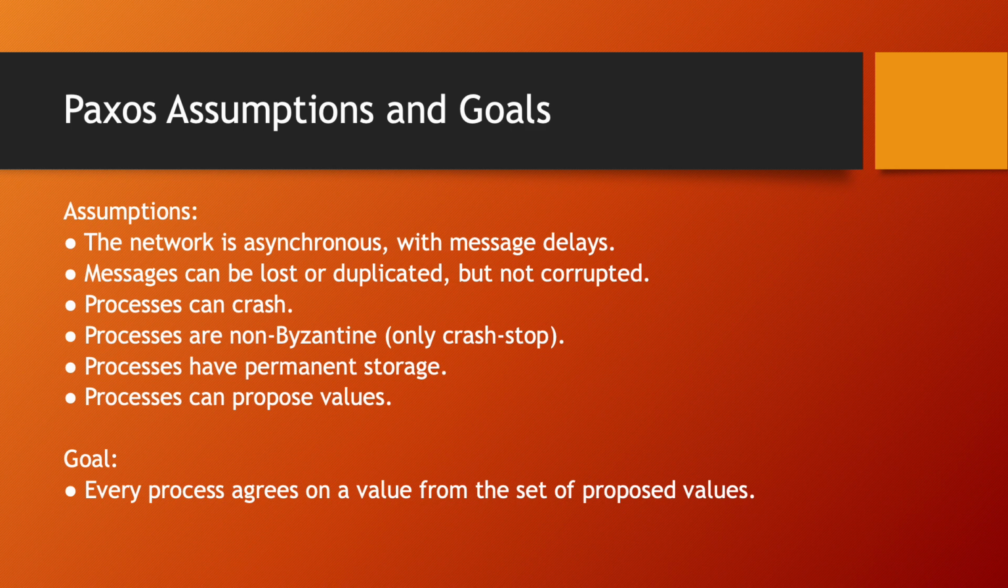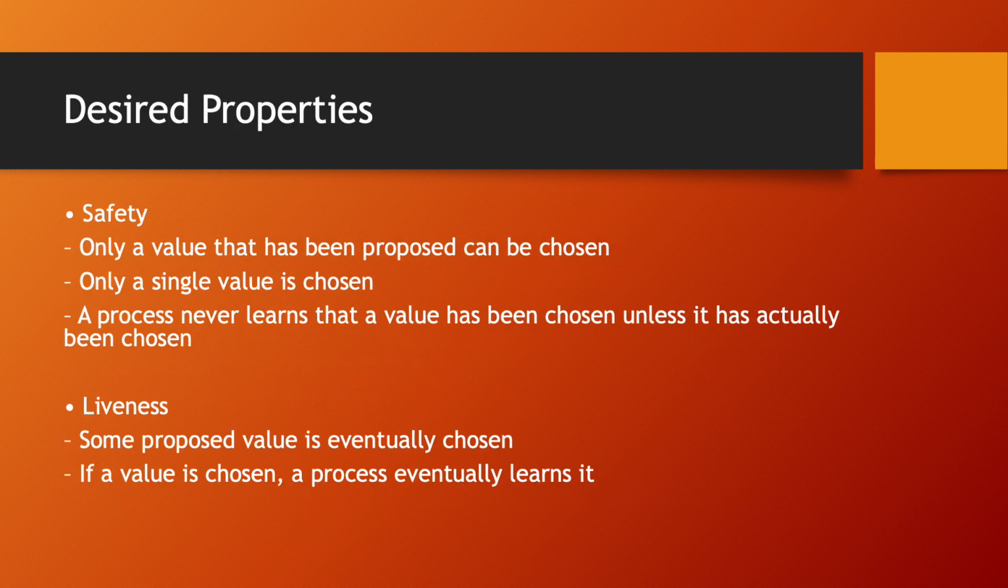So, looking at Paxos assumptions and goals. The assumptions are the network is asynchronous with message delays. Messages can be lost or duplicated but not corrupted. Processes can crash. Processes are non-Byzantine, that is only crash stop. Processes have permanent storage. Processes can propose values. Goal: every process agrees on a value from the set of proposed values. Desired properties. Safety: only a value that has been proposed can be chosen. Only a single value is chosen. A process never learns that a value has been chosen unless it has actually been chosen. Liveness property: some proposed value is eventually chosen. If a value is chosen, a process eventually learns it.